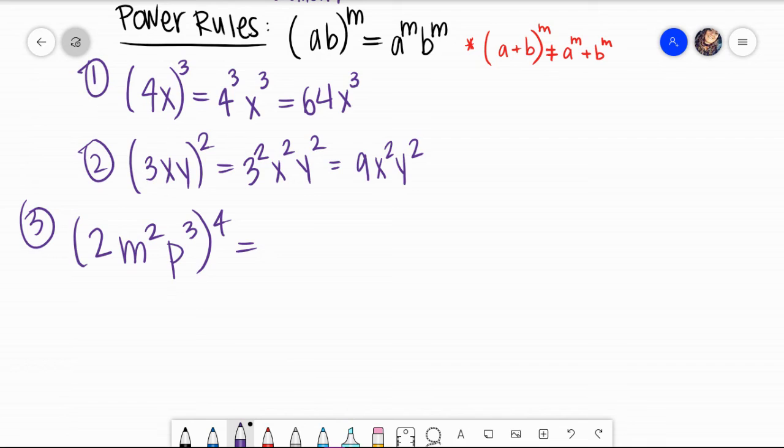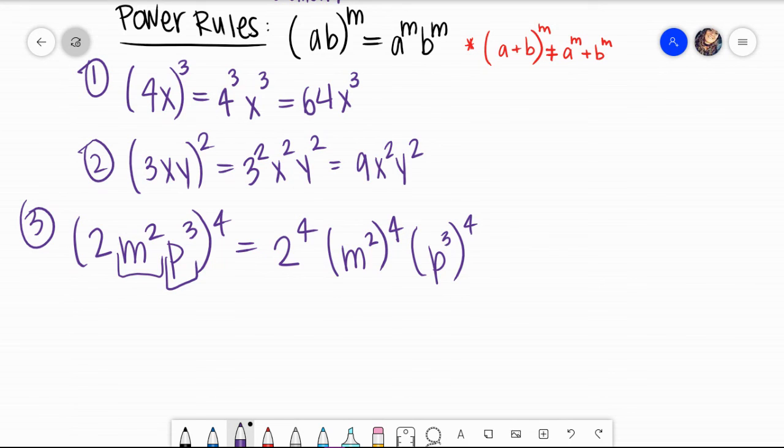Let's do it right here. The first term that I have is a 2. That gets raised to the fourth power. And then right here, that's an m squared. When you raise this to the fourth power, put it in parentheses. So do m squared in parentheses and then raise it to the fourth power. Do you see how this is a power to a power, multiply your powers rule? Let's do the same thing with our p cubed. In parentheses, you'd put p cubed and then you raise everything to the fourth power.